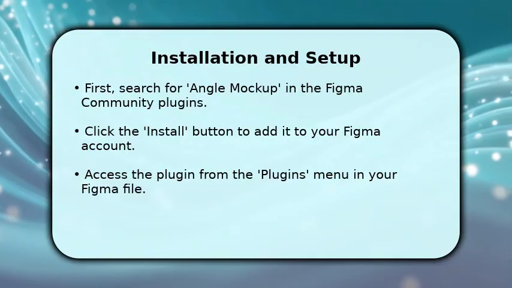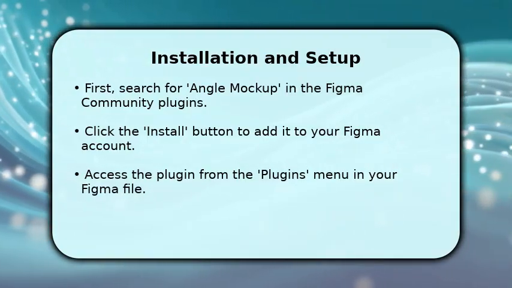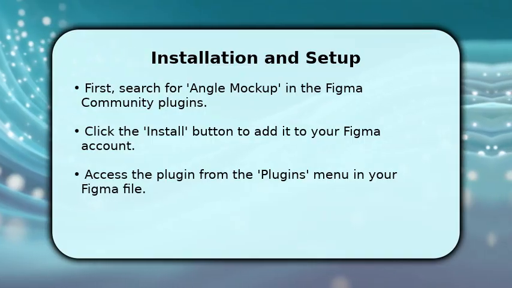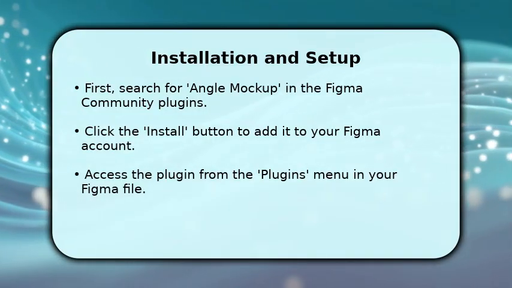To begin, you'll need to install the Angle Mockup plugin. Simply navigate to the Figma community, search for Angle Mockup, and click the Install button. It's a quick, one-step process.